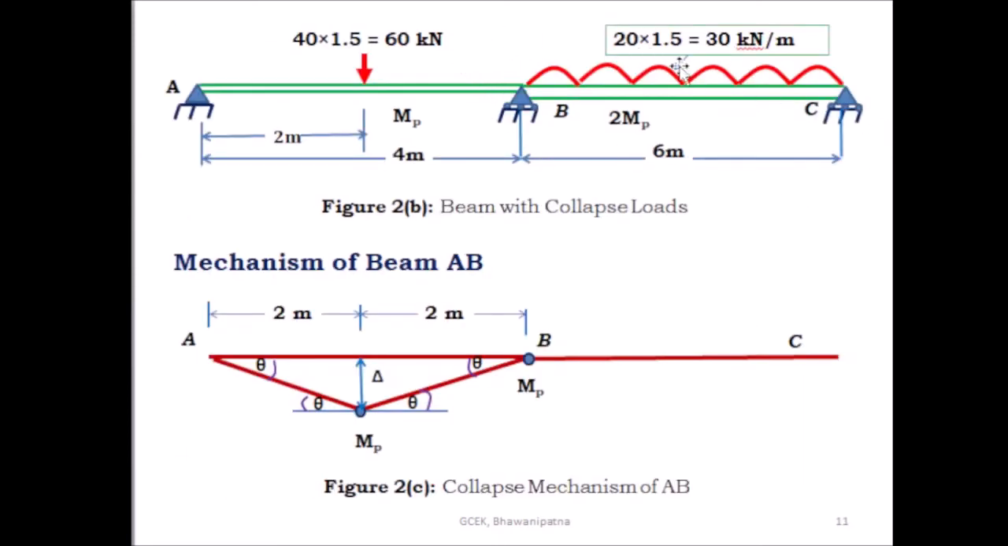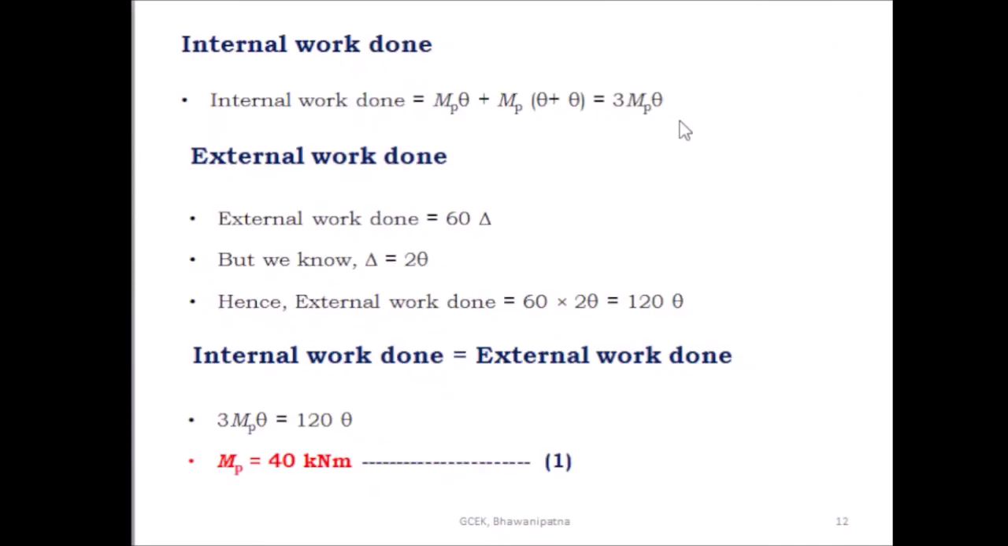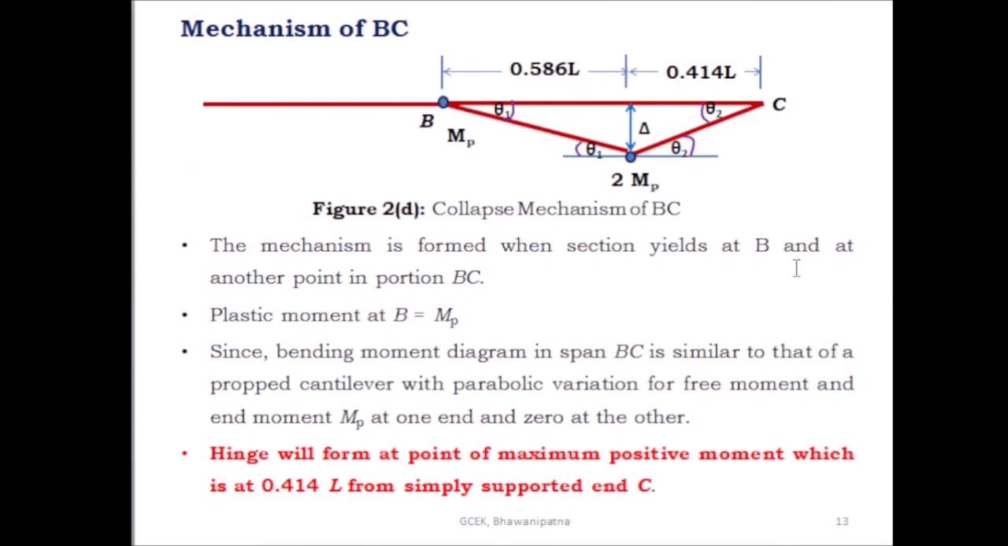Then coming to the mechanism of span BC. So span BC has a uniformly distributed load UDL of intensity 30 kilonewton per meter, and this is the end support C. So here there is no plastic hinge, and at the intermediate support B there is one plastic hinge. Another plastic hinge will be formed between B and C at the maximum bending moment section. So this is the collapse mechanism of span BC.